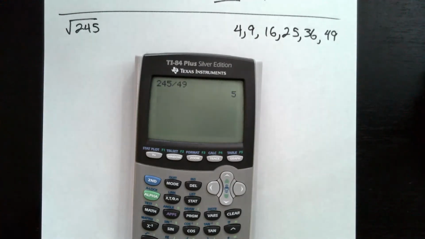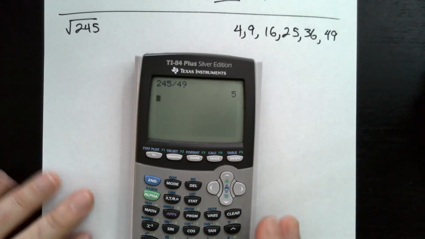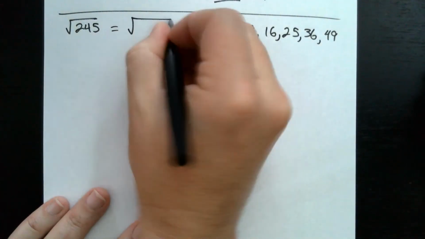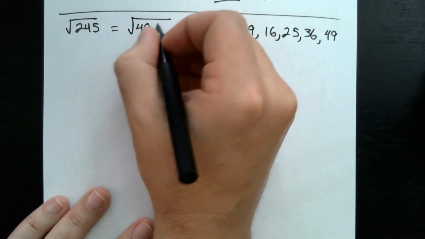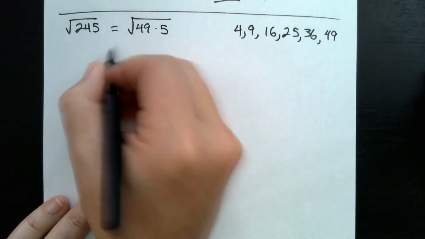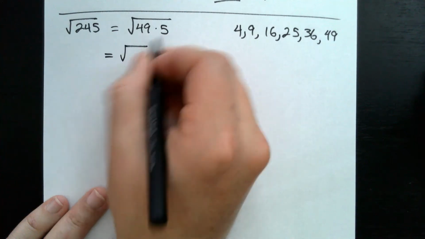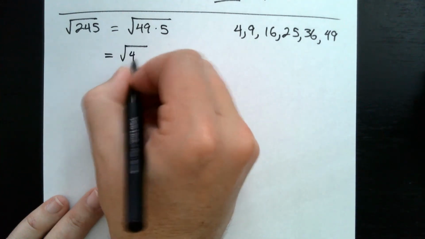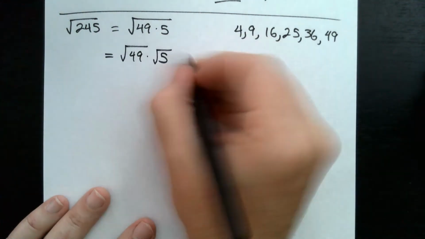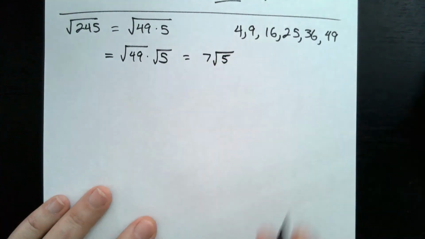There's one that works. Okay, so that tells us that 245 is the same thing as 45 times 9. So I can rewrite this as the square root of 49 times 5. Anyway, we can rewrite this now as the square root of 49 times the square root of 5, because 5 is not on that list. The square root of 49 is 7, so we get our answer of 7 square roots of 5.